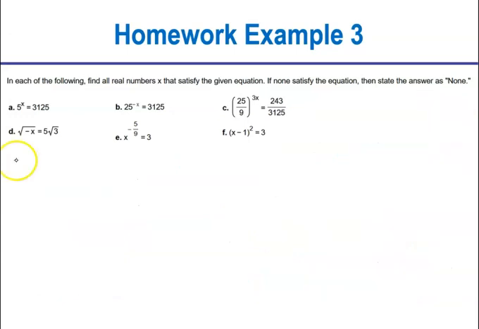All right, let's take a look at example D here. So we've got the square root of negative x is equal to 5 square root of 3. Now, I warn you about this. It looks like we couldn't do this problem because the left-hand side says the square root of a negative number. But remember, x doesn't necessarily mean that's a negative number.